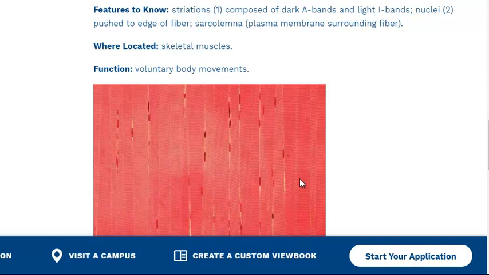So if you watch a baby trying to walk, they don't have control over their skeletal muscles. They don't have control over these stripes, the actin and the myosin in these stripes. But as they practice and practice, they can talk to more and more of their muscle fibers, so that they can get more precise.